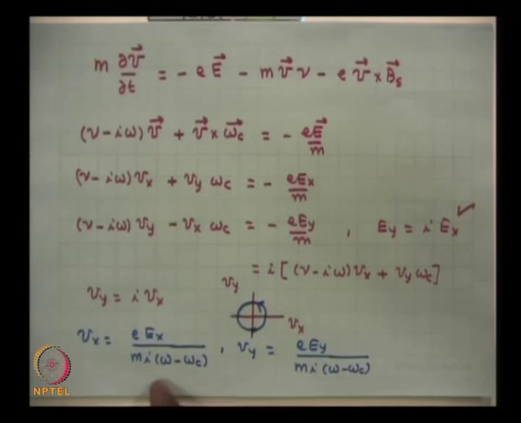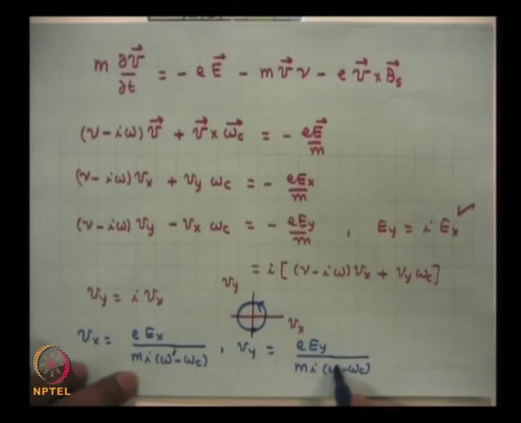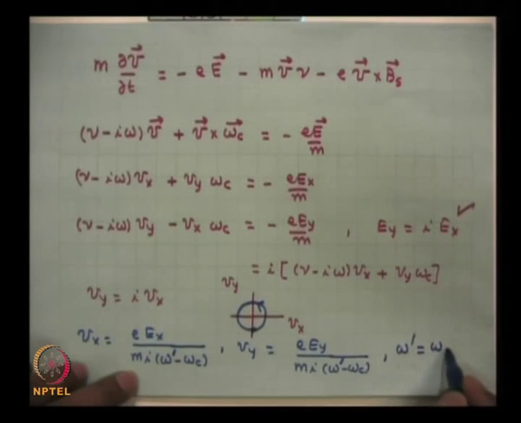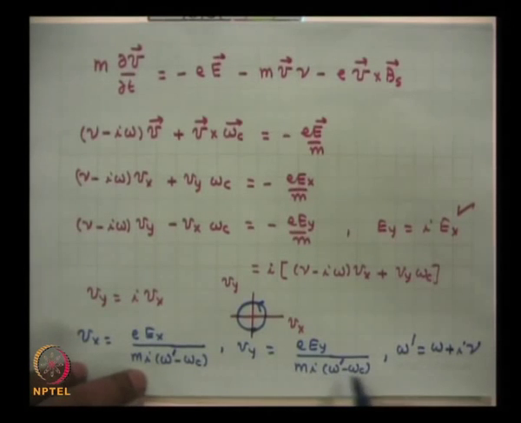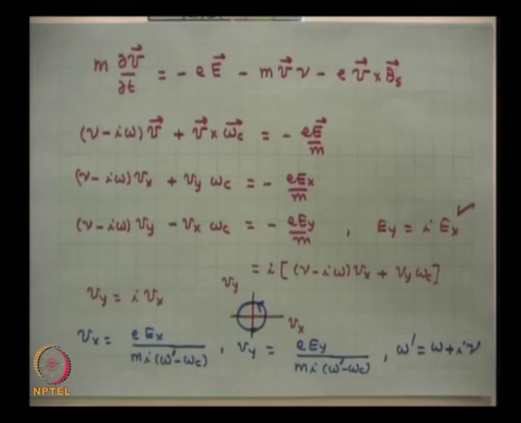Well, this is when collision frequency is ignored. Actually, let me put this omega prime here, where omega prime is equal to omega plus i nu. I forgot to write this. Omega prime is actually this, because collision frequency is finite. So this is an important thing.